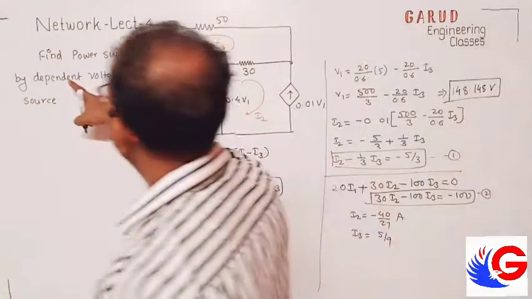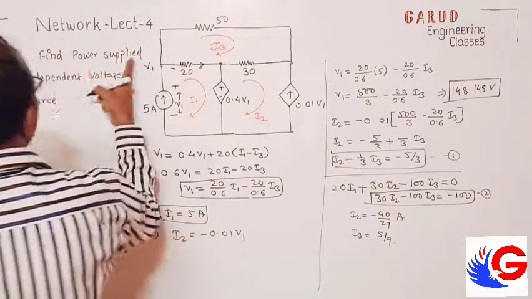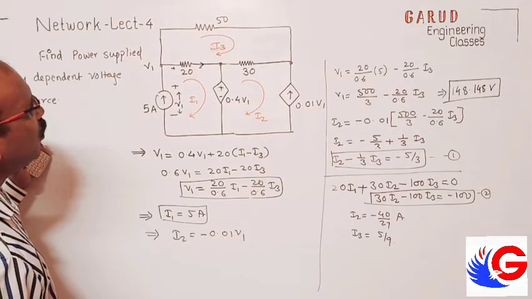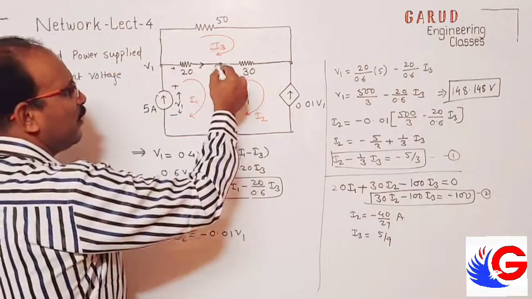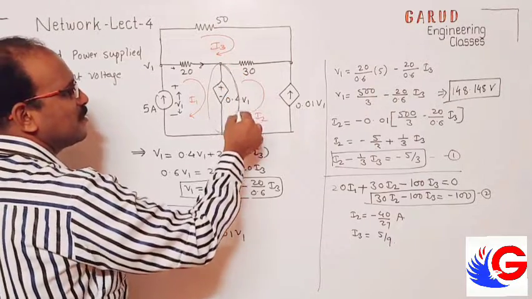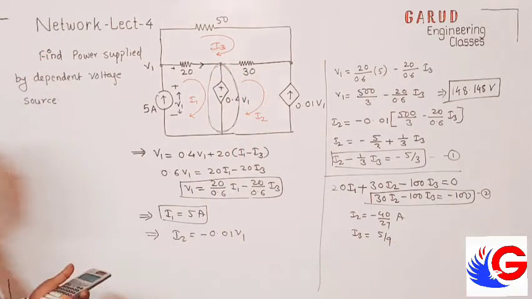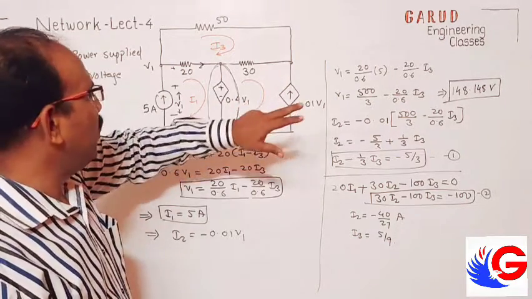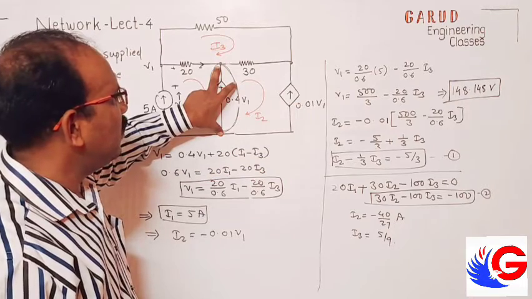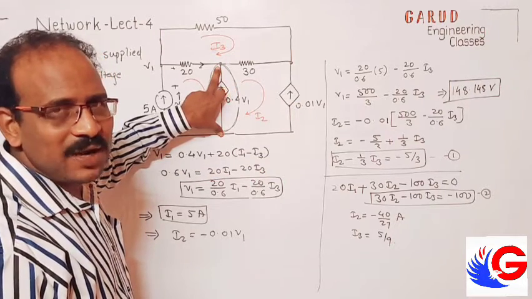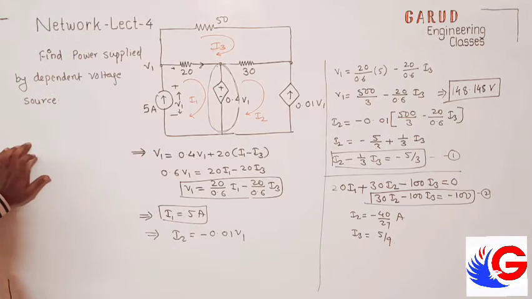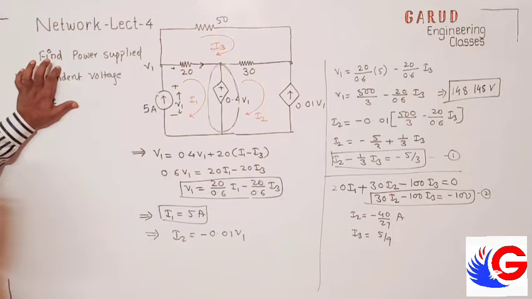They want to find the power supplied by dependent sources. So this is what you got, V1. Now you want the power supplied by this. How can you find the power supplied by this? What is the voltage here? 0.4 V1. Correct? You know the value of V1. Voltage into current, or I square R, but R is not there. So how do you find the current through this? Because power supplied is asked.